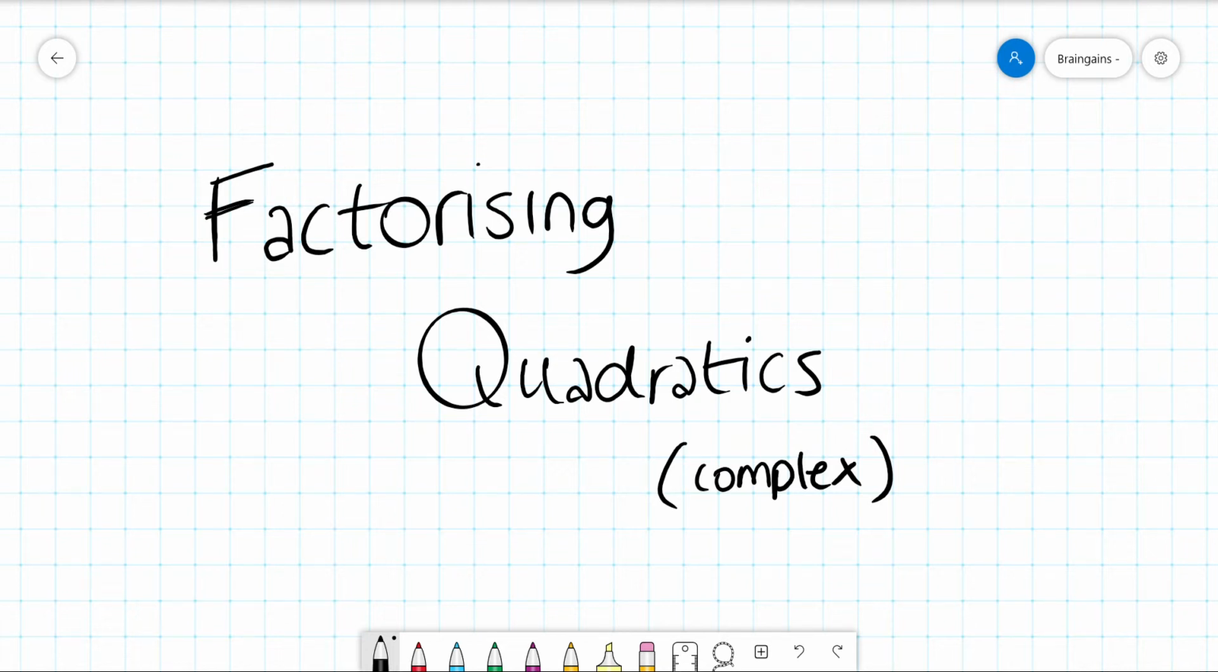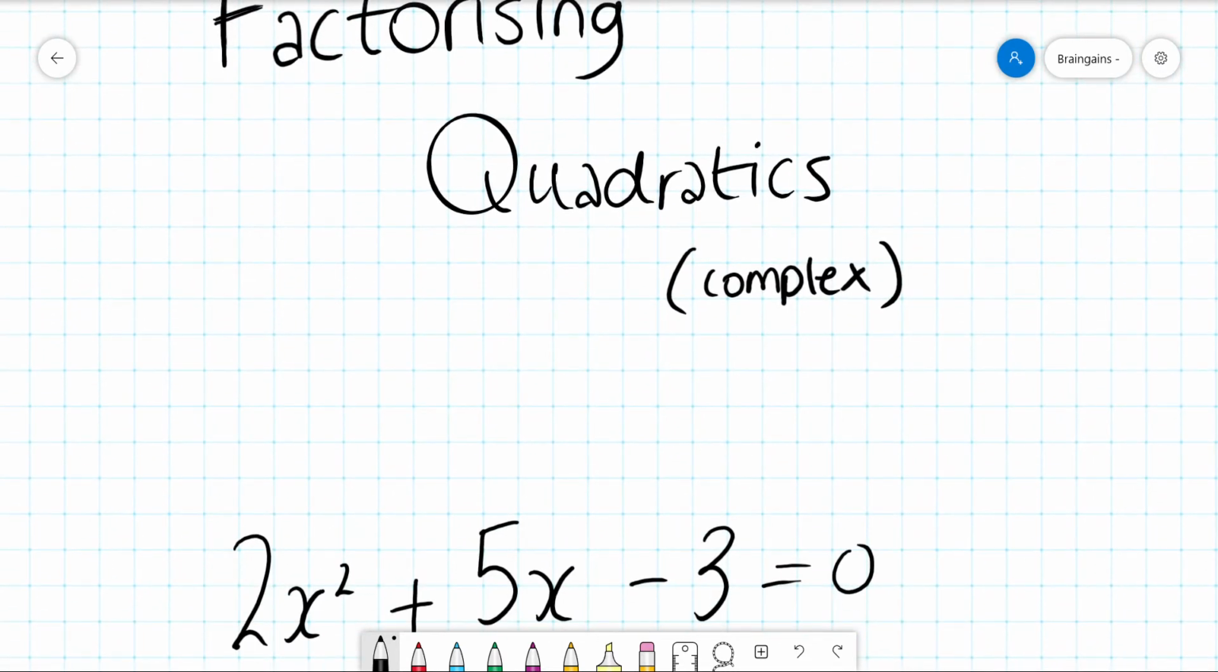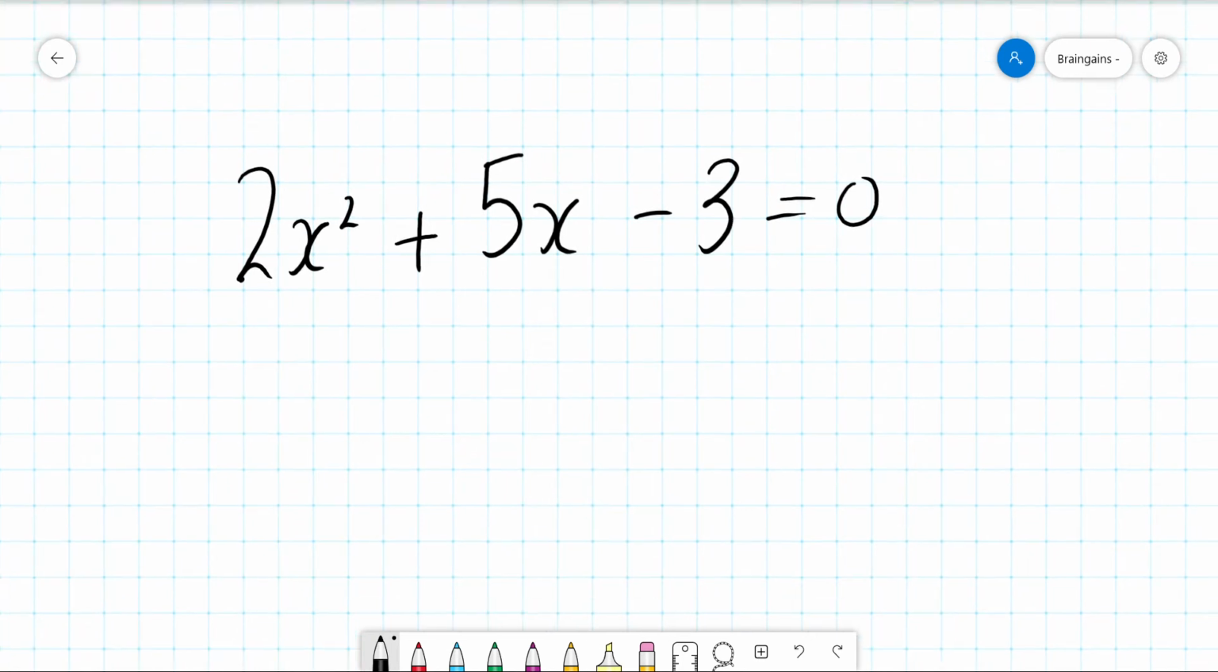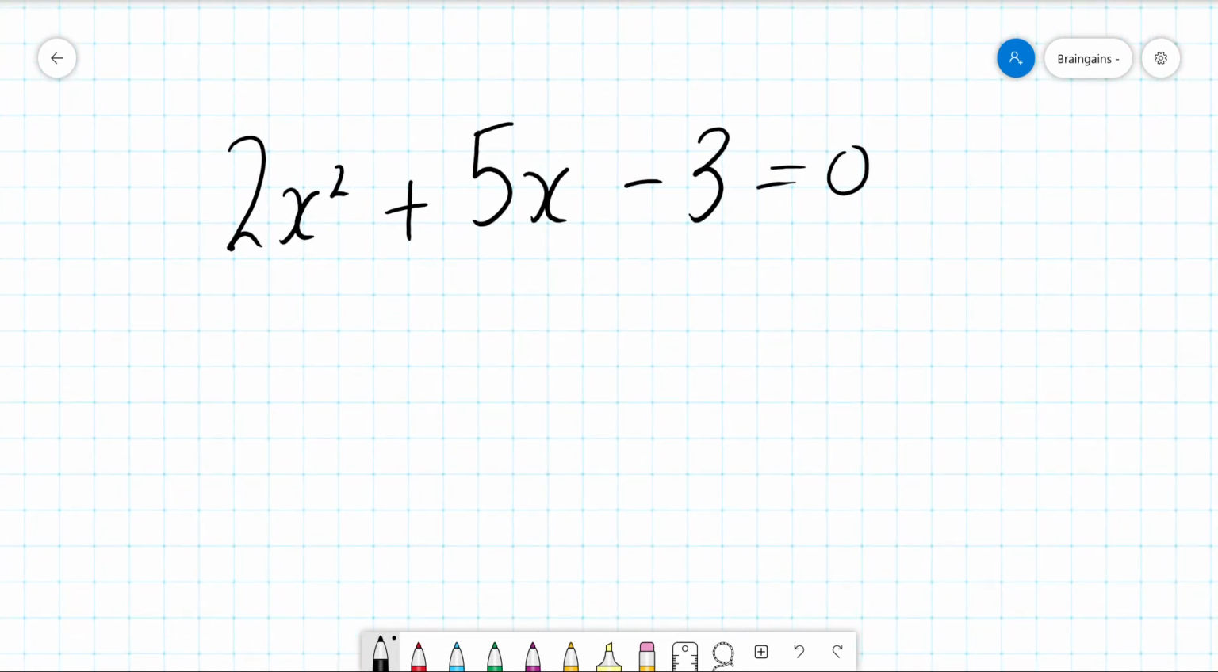So in this example, I'll be factorizing complex quadratics. Now, the difference between a complex quadratic and a simple quadratic is that the coefficient of x squared is higher than 1, or not equal to 1, essentially. Now, that makes it a little bit more difficult because there's extra steps involved when we factorize this.